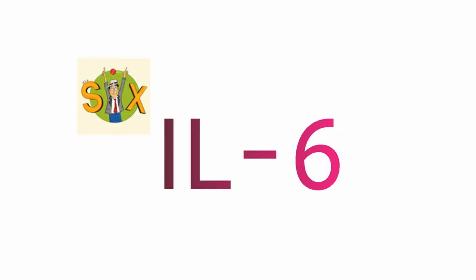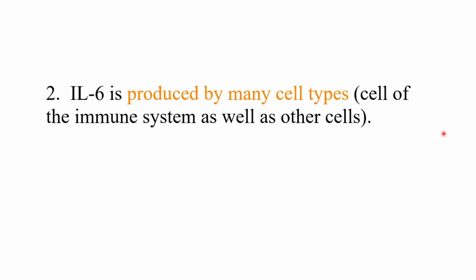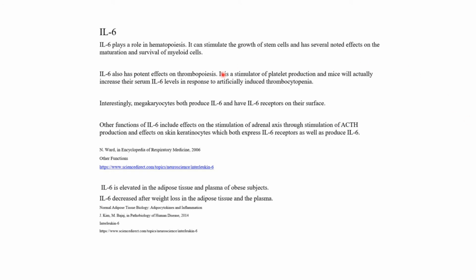IL-6. IL-6 has many actions, can do a lot of things. IL-6 is produced by many cell types, cells of the immune system as well as other cells. IL-6 acts on many cell types, cells of the immune system as well as other cells. Lots of things. Elevated in the adipose tissue. Megakaryocytes produce IL-6 and have receptors for IL-6. Plays a role in hematopoiesis. Potent effect on thrombopoiesis.